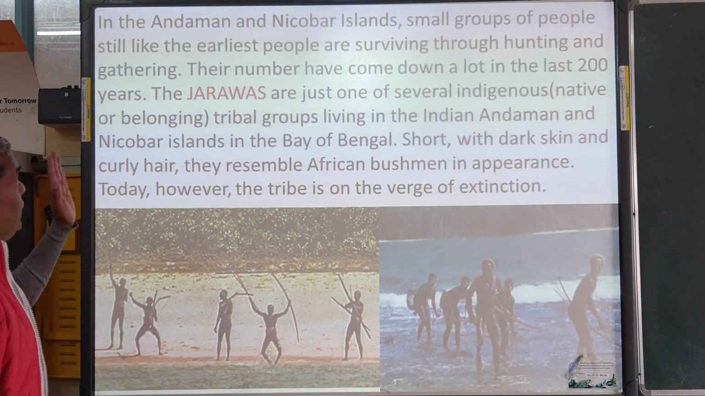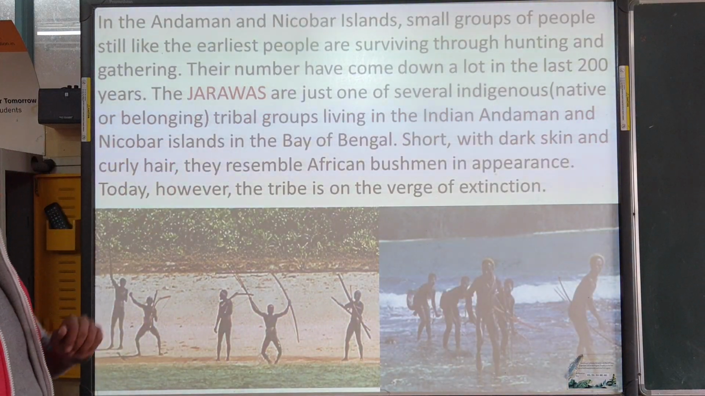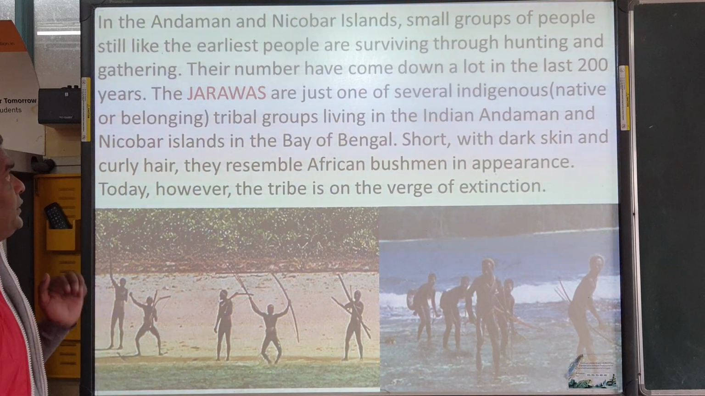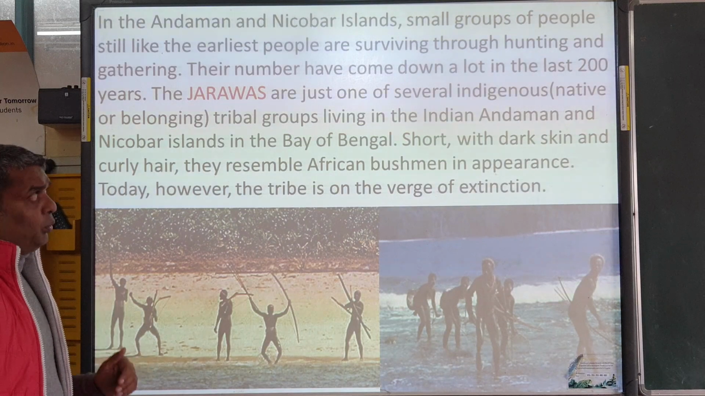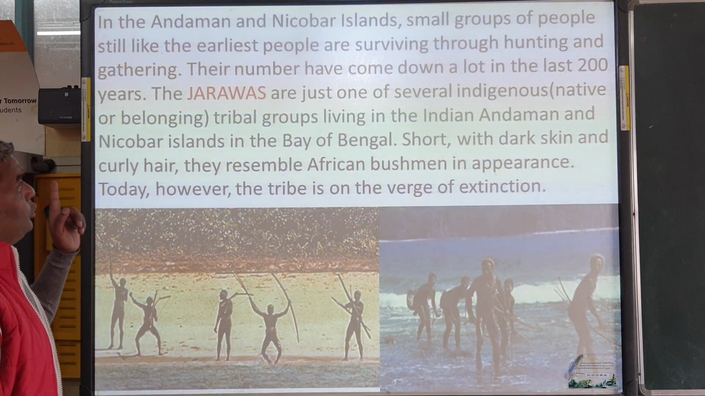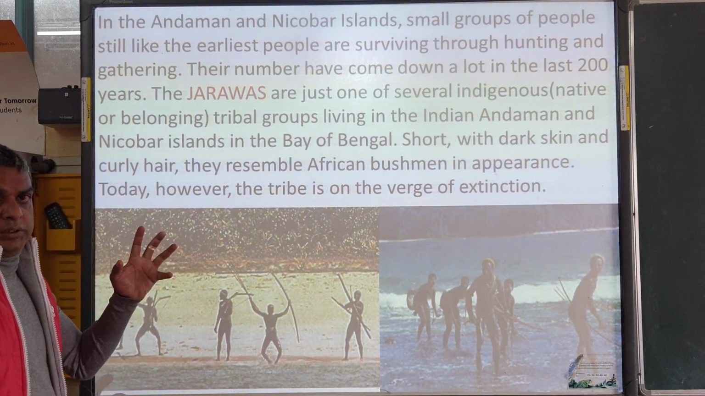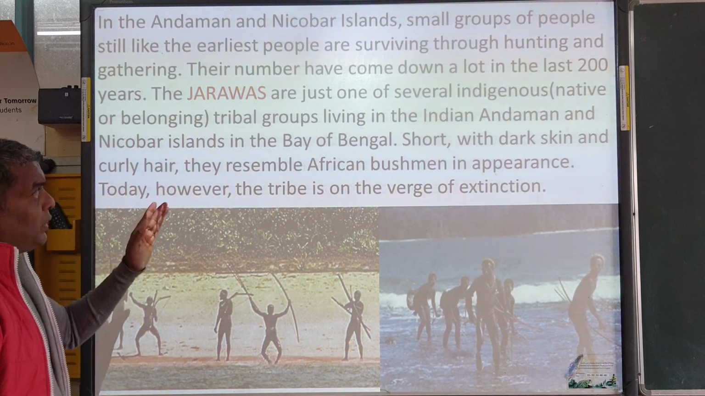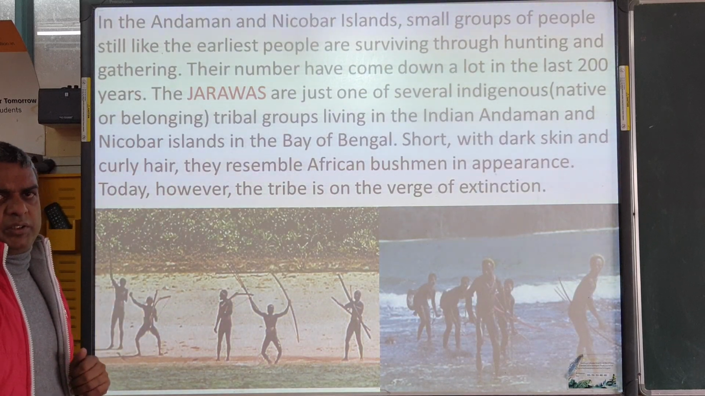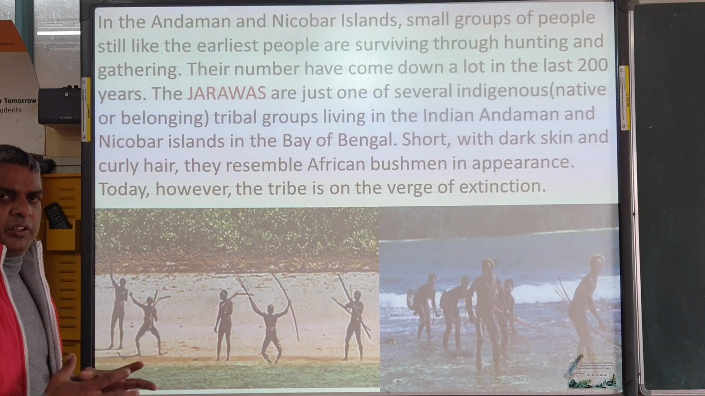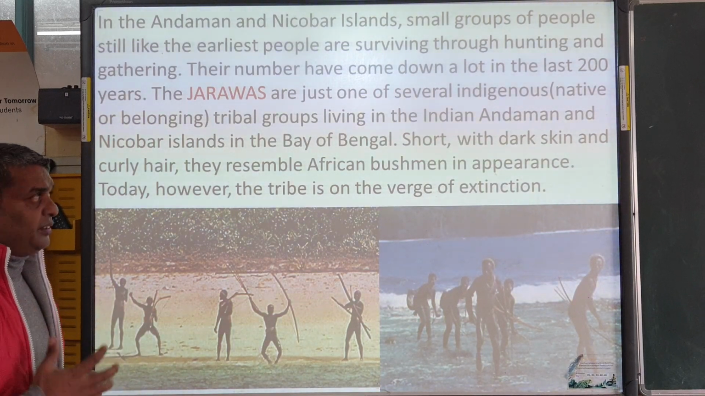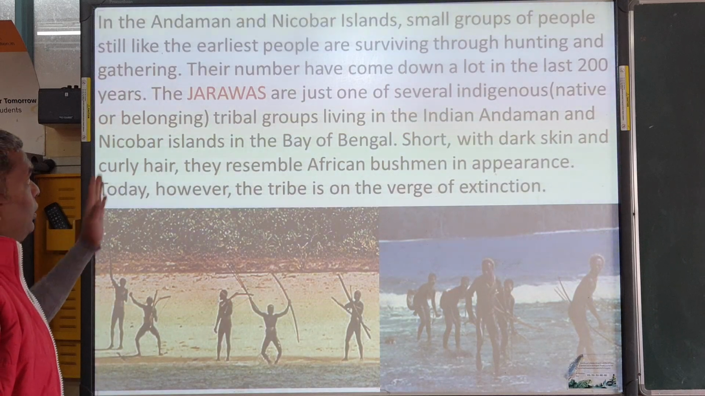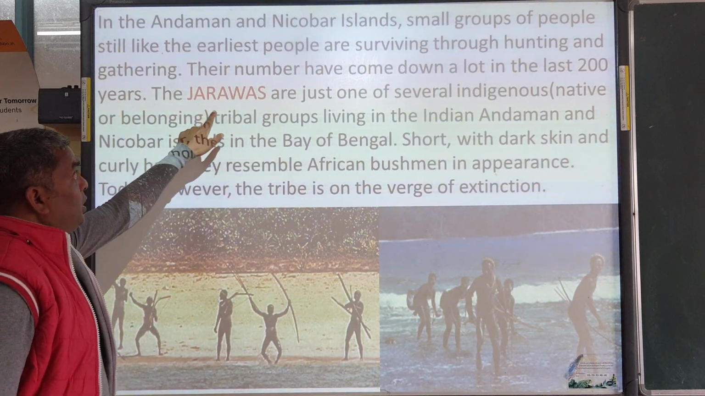Now, in the Andaman and Nicobar Islands, small groups of people, still like the earliest people, are surviving till now. Through hunting and gathering, they still hunt and they gather. Their number has decreased. Before there were many, now it has decreased due to many reasons, due to the tsunami, due to disease. And what were they called? They were called the Jarawas.